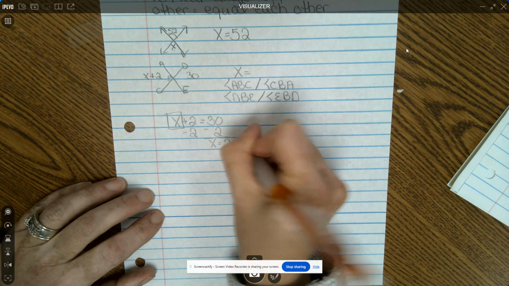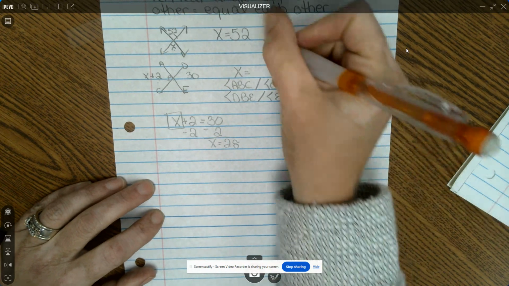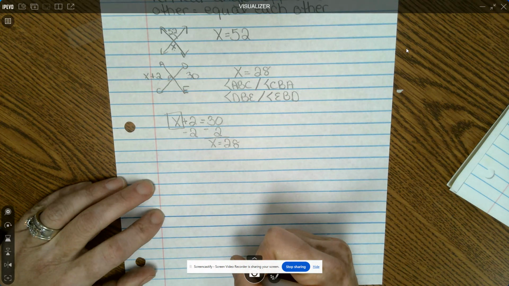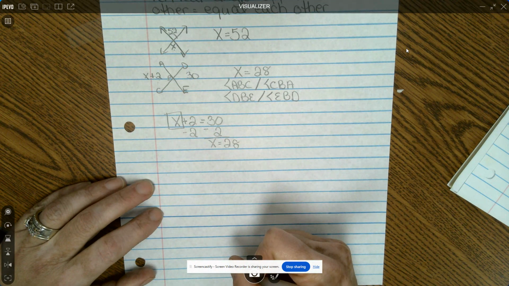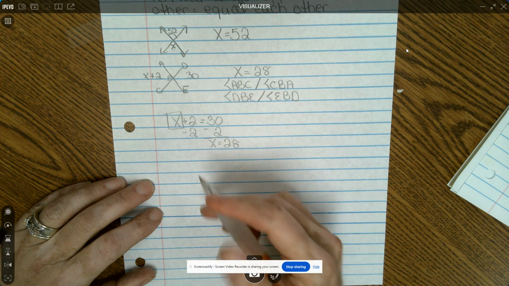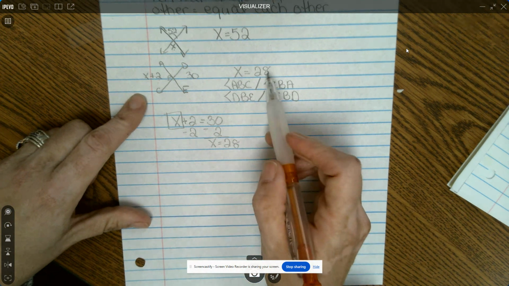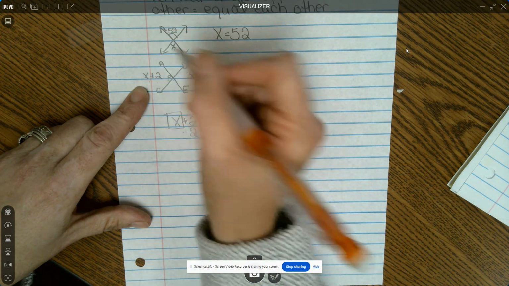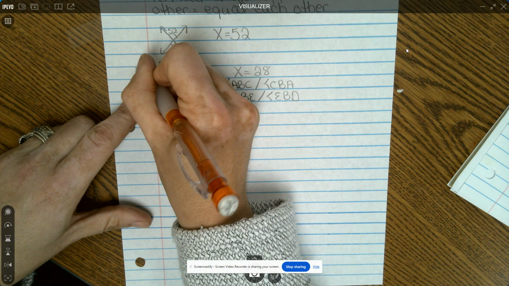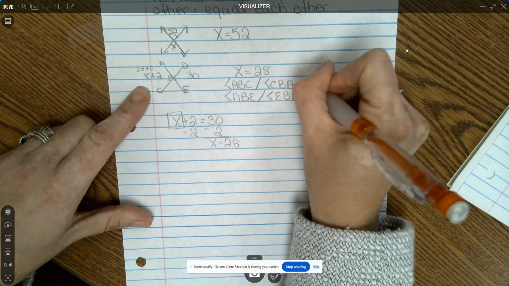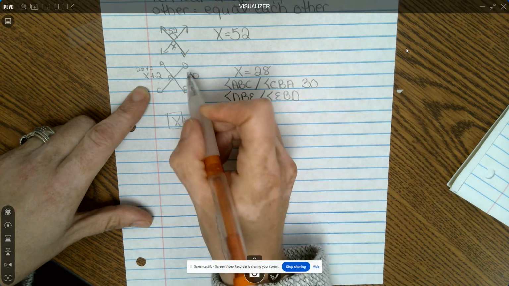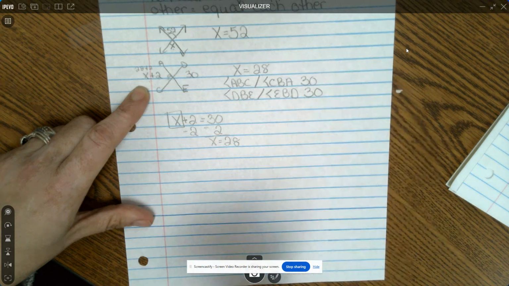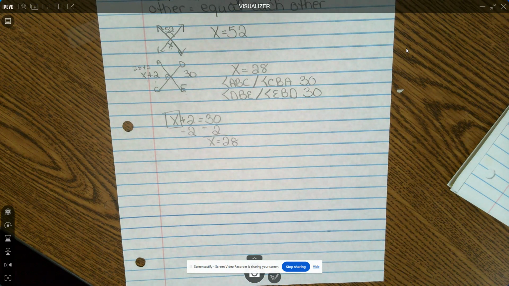How many people got 28? Yeah, 28 too. That's the only way to do it. So if we know that this is 28, wherever you see an x, you're going to insert it. So what is 28 plus 2? And what is angle DBE? That easy. What are our thoughts?